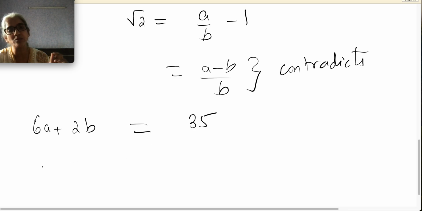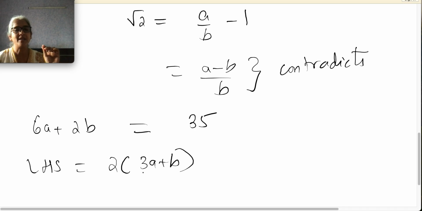So if that is true, look at the left hand side. If I take 2 common, I can rewrite it as an even number. So my left hand side is an even number, but 35 is not an even number. If there is an integer solution, this cannot be possible. So it's contradicting the fact that left hand side is an even number and right hand side is an odd number, and therefore my assumption that this has integer solution is incorrect.